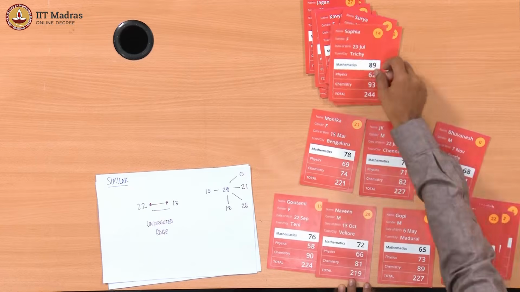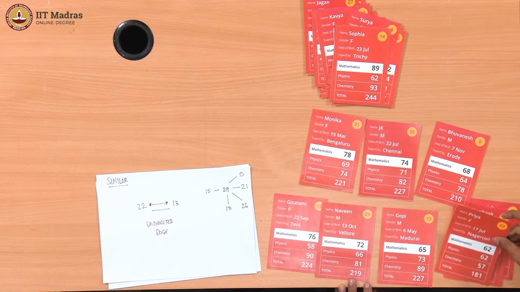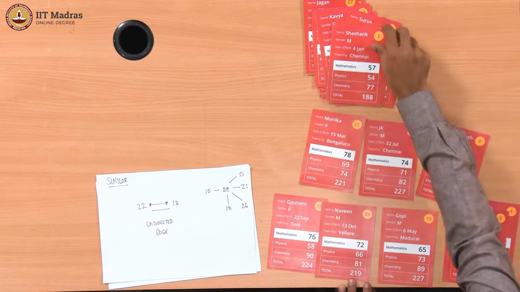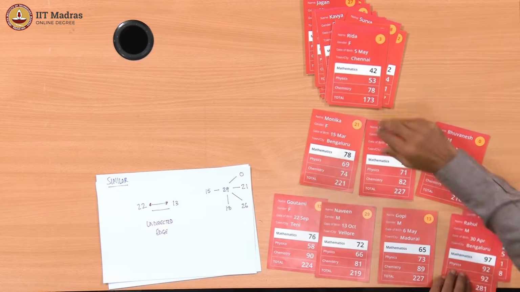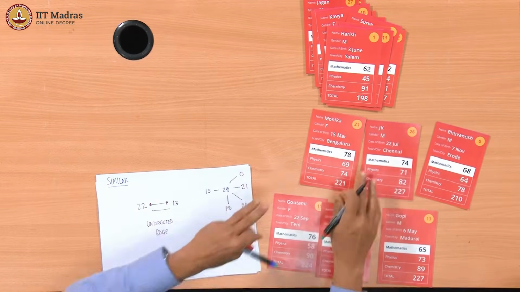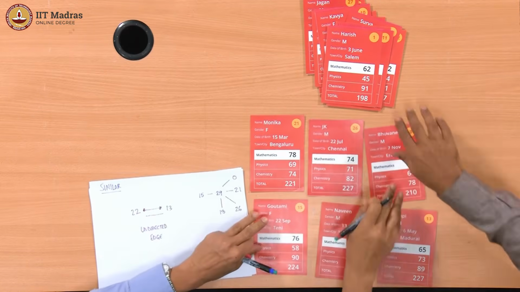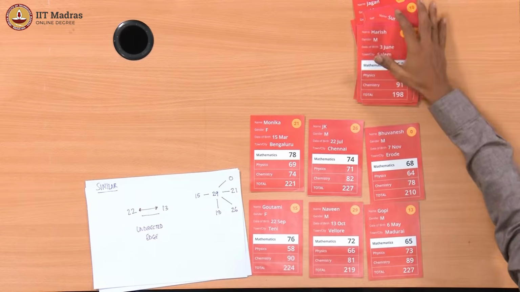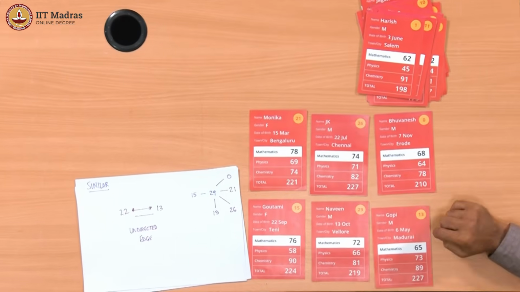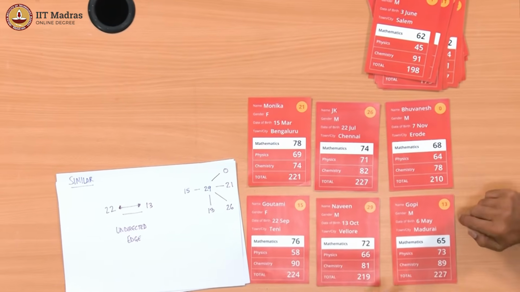89 is too much, right? 62 is just out of the range. 57 is out of the range. 42 is definitely out of the range. 97 is out of the range. 62 is also out of the range. So we now have 5 people who are all connected to Naveen. Now we should try and see whether any of them are connected to each other. We'll leave these cards. Okay, so let's look at 13, because we have enough here.